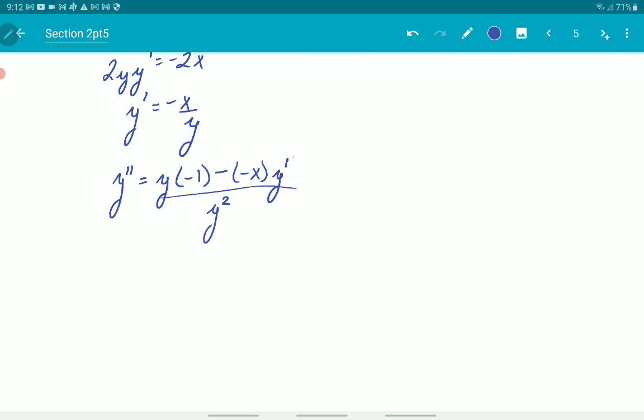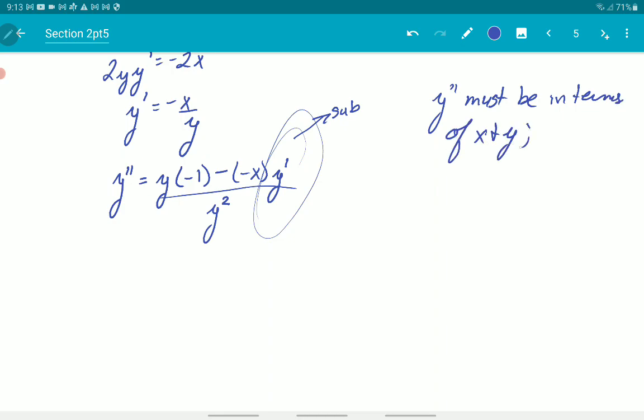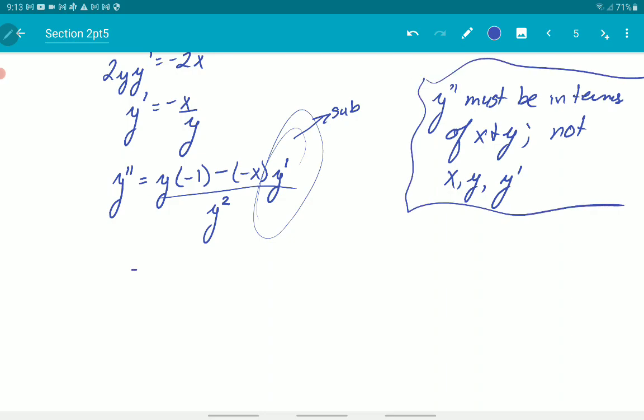Okay, now notice that when we took that derivative, we ended up with a y prime in here. This is where we're going to do a substitution. You have to substitute in for that y prime because you want everything in terms of x's and y's, not in terms of the derivative. So that's an important thing to write down in your notes. So let's make that substitution.